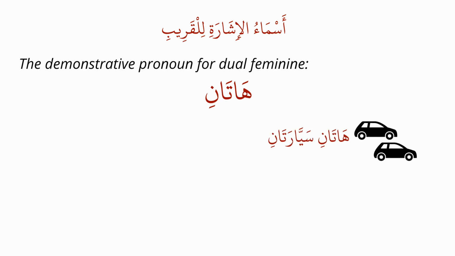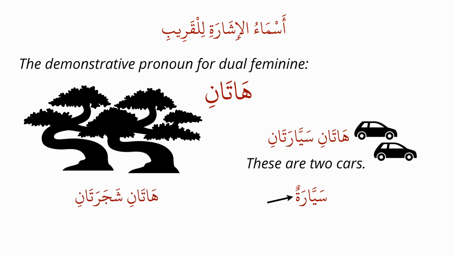هاتان سيارتان, these are two cars. سيارتان means two cars, and its singular is سيارة, meaning a car. It is a feminine noun indicated by ta marbuta at its end. Likewise, هاتان شجرتان means these are two trees.